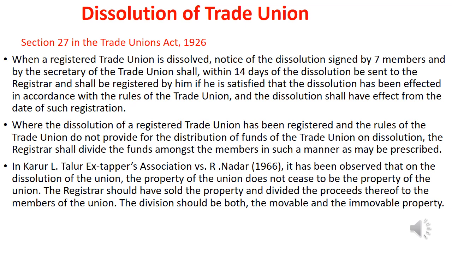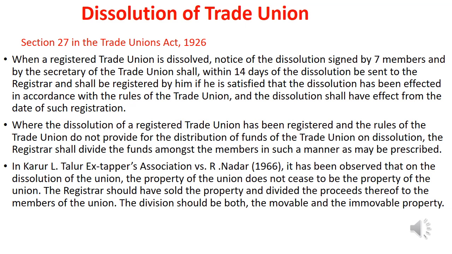In the earlier videos, we have learned what a trade union is, how it is registered, and what the advantages are of registering a trade union. Now let us learn how to dissolve a registered trade union. Section 27 of the Trade Union Act provides the information regarding the dissolution of a trade union.